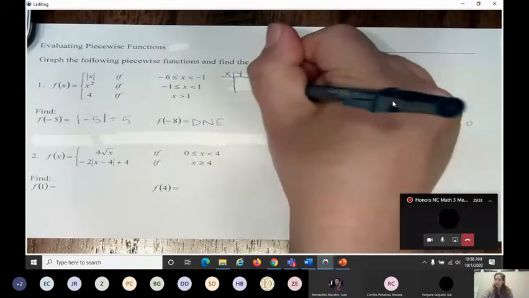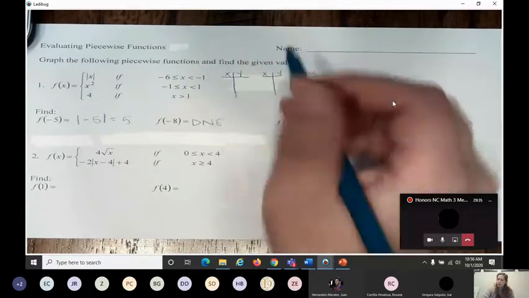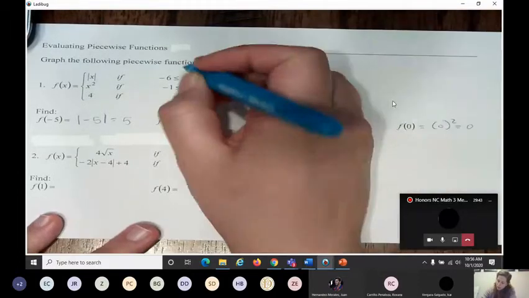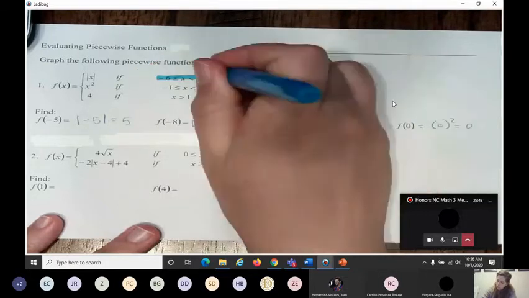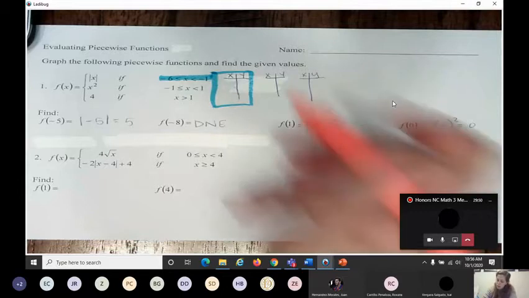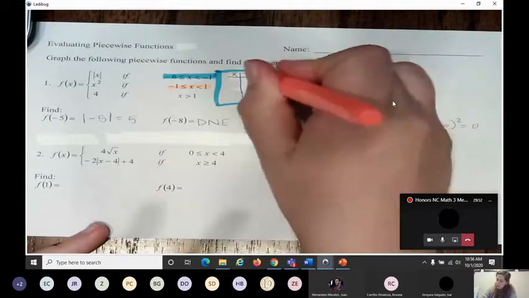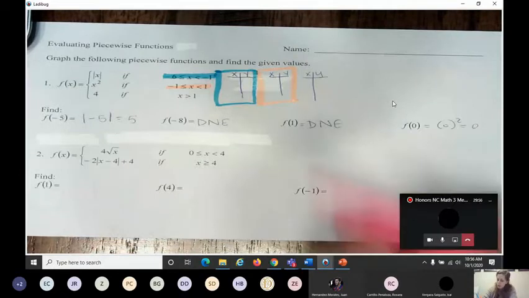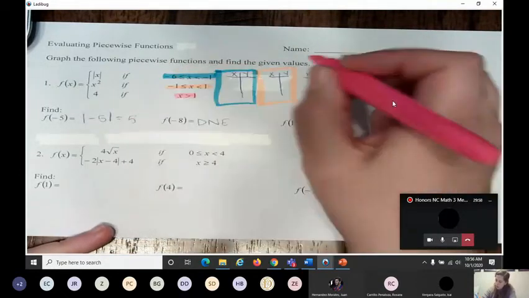Okay, so this one here, I'm going to use colors instead of writing a ton because I think it'll save on space. So for this one, we'll do this table. For this domain, we'll do the middle table. And for the last domain, we'll do the last table.